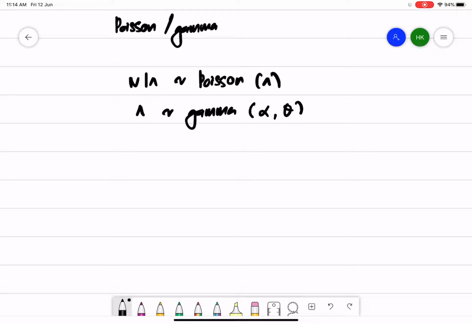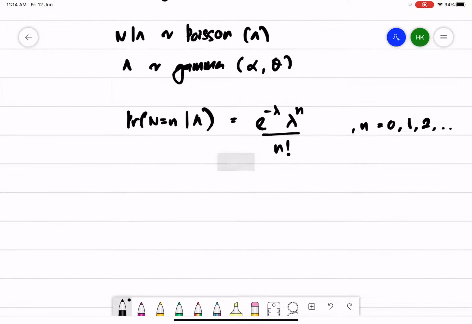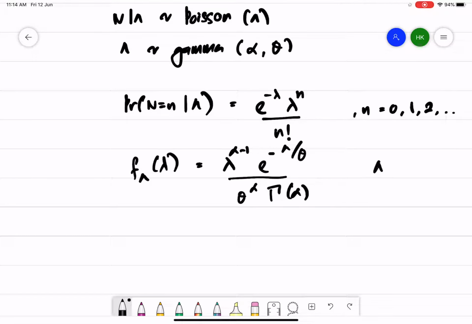First we write the probability mass function for the Poisson: the probability of N equal n given lambda is equal to e to the power minus lambda, lambda to the power n, over n factorial, where n can take the values 0, 1, 2, up to infinity. The gamma is a continuous distribution, so we write its PDF as f of lambda, equal to lambda to the power alpha minus 1, e to the power minus lambda over theta, over theta to the power alpha times gamma of alpha, where lambda can take any value greater than 0 up to infinity.